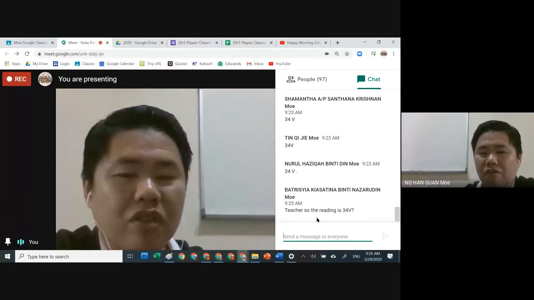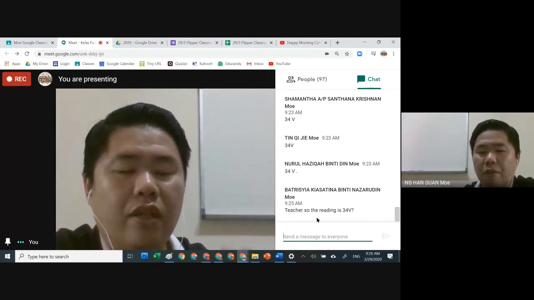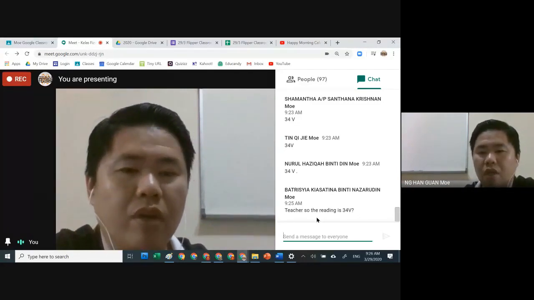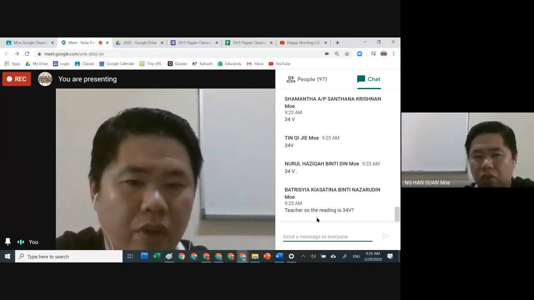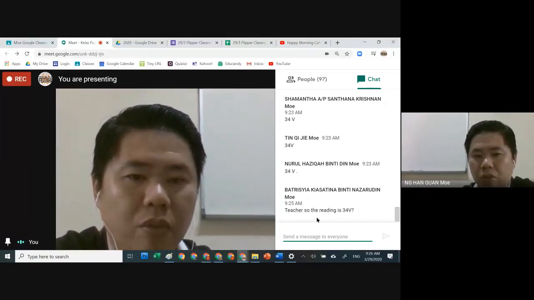So the moment we switch off the circuit, the voltmeter reading will be 34 volt, because what we measure the moment the circuit is switched off is the EMF, electromotive force.